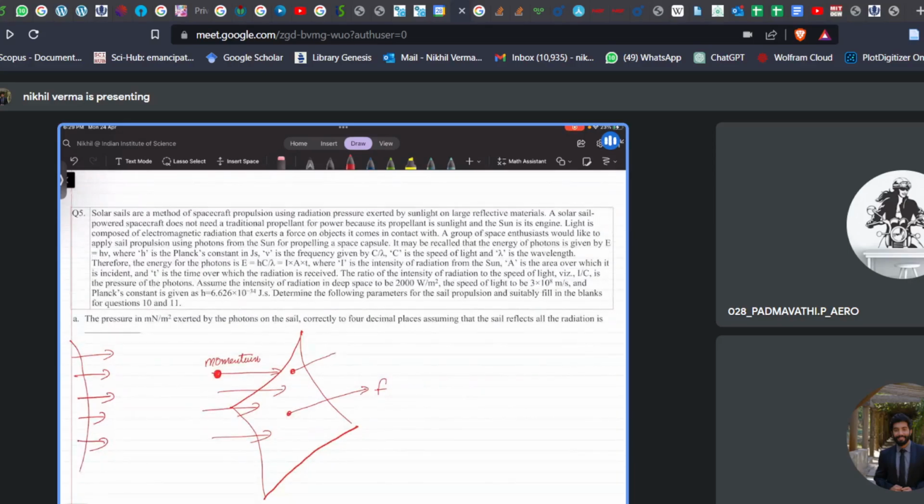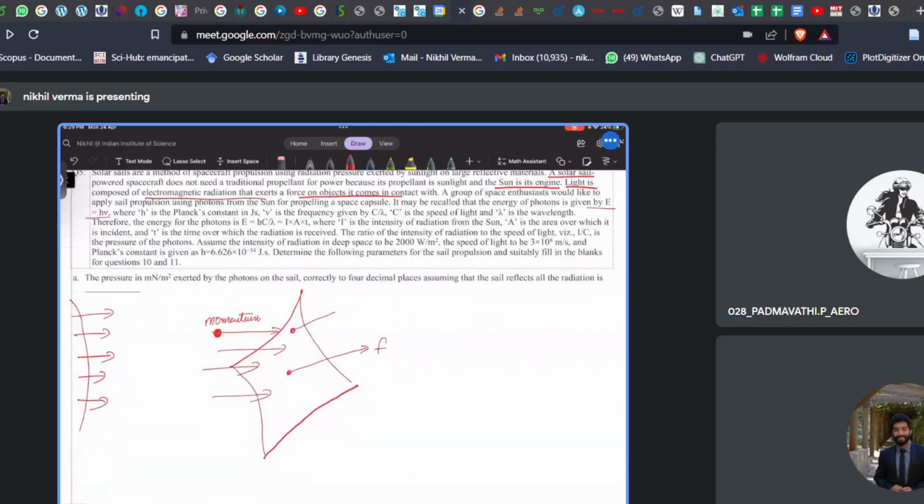So the solar sail, we have a solar sail powered spacecraft, and the photons are coming from the sun. The light is composed of electromagnetic radiation that exerts a force on the object. So the energy is given as E equal to h nu.